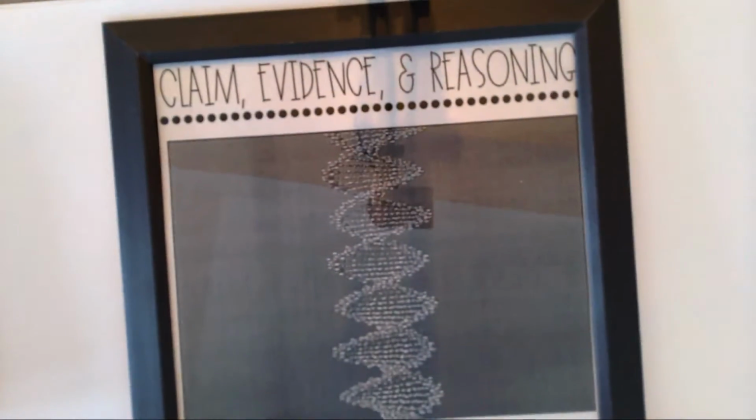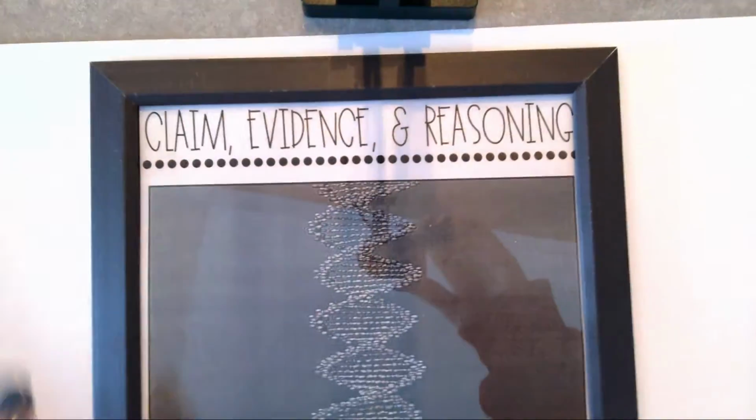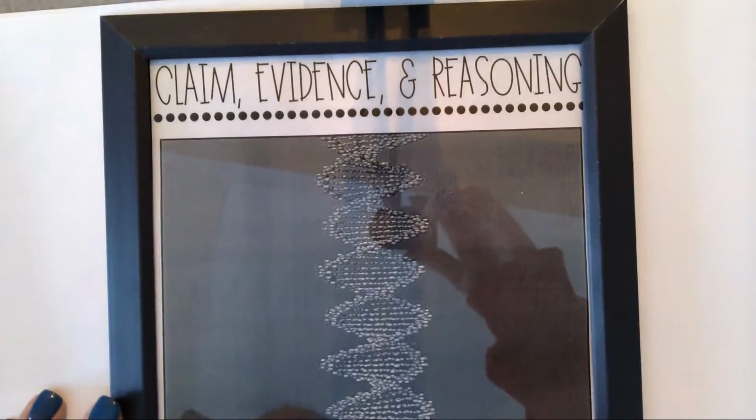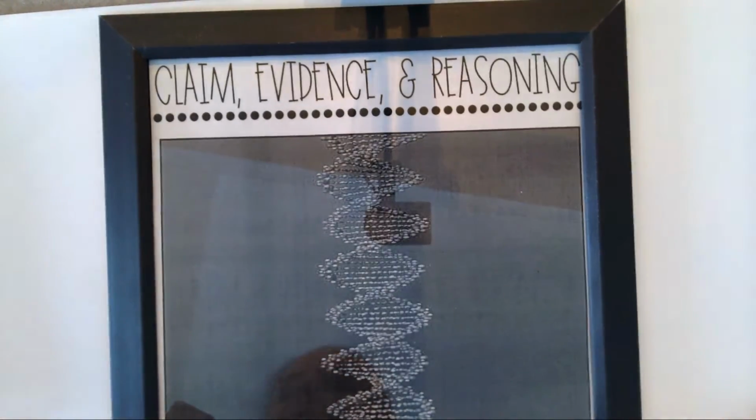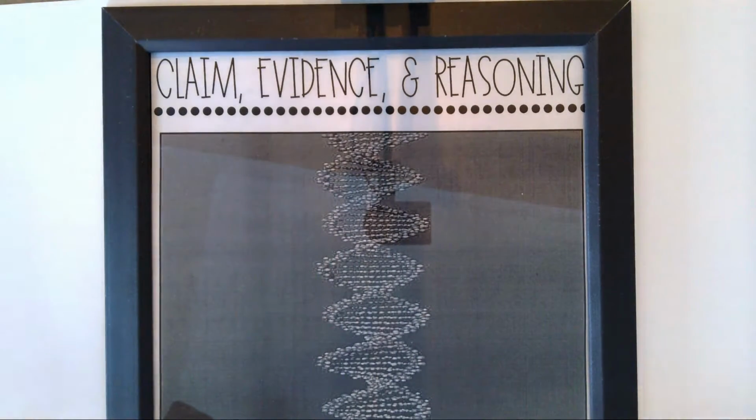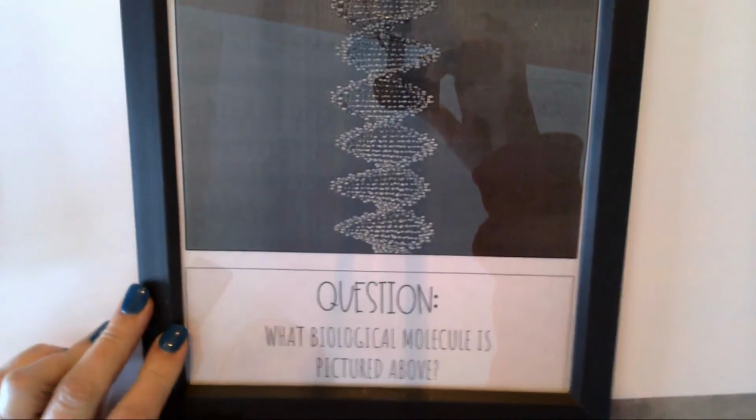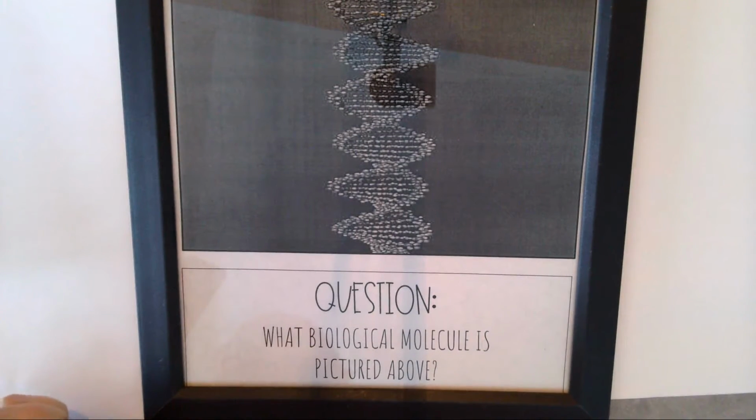All right, this is the claim evidence reasoning micro lesson. This was something that we did as a review for the exam. And what you have to do here is look at this picture, and you're going to answer this question: what biological molecule is pictured above?